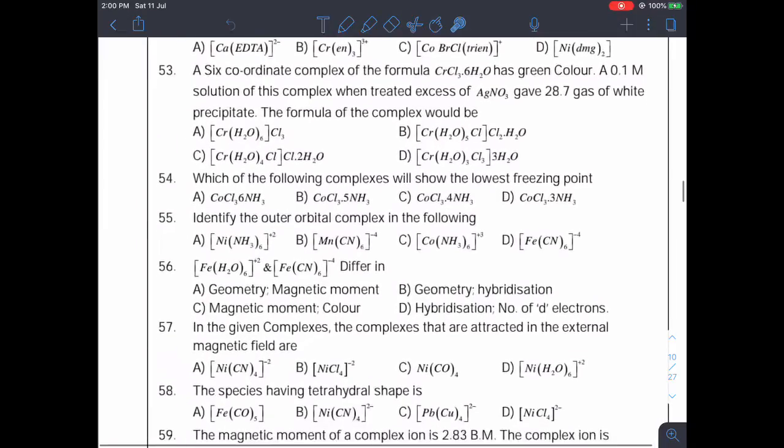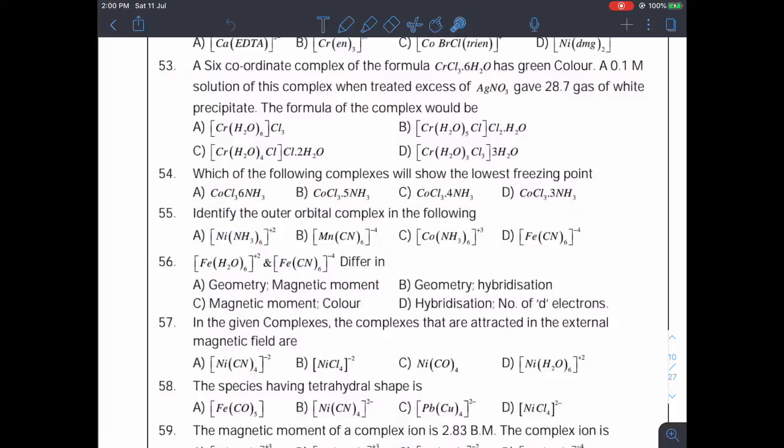Now moving to the next question, 53. A 6 coordinate complex of the formula CrCl3.6H2O has green color. Okay, so it is a 6 coordinate complex. That means the coordination number is 6, and it has green color. Now they are saying that a 0.1 molar solution of this complex is treated with excess of silver nitrate to give 28.7 grams of precipitate. The formula of the complex would be, fine.